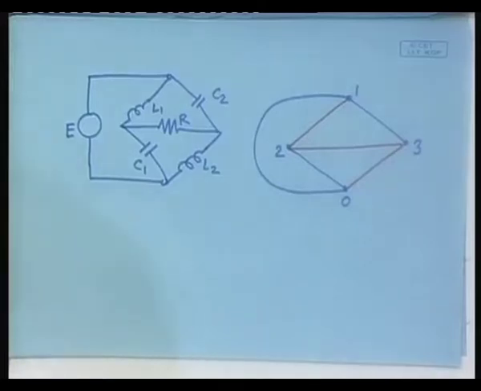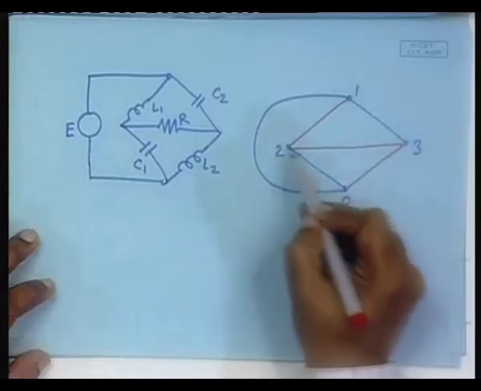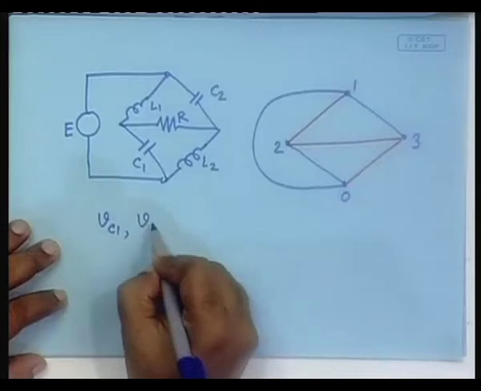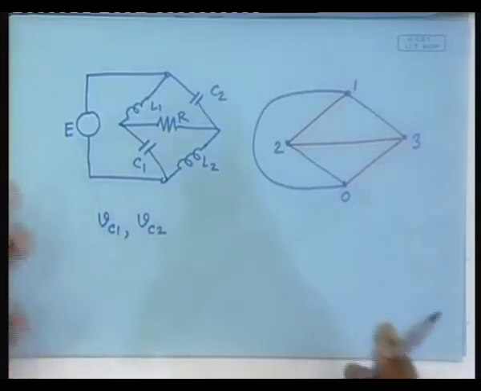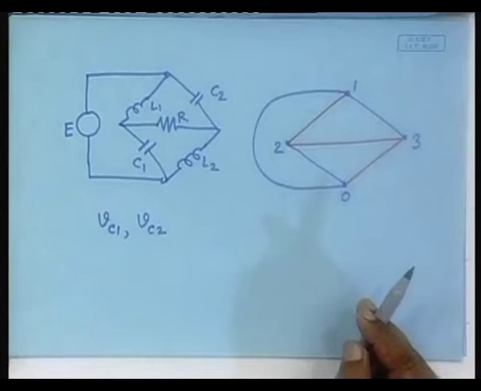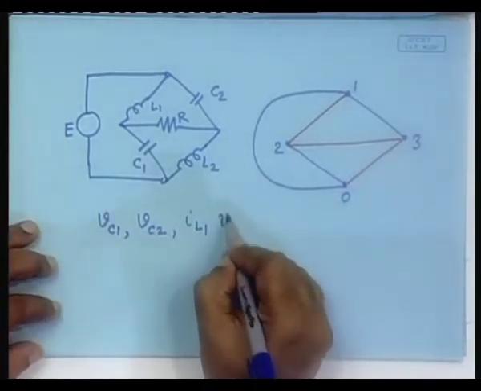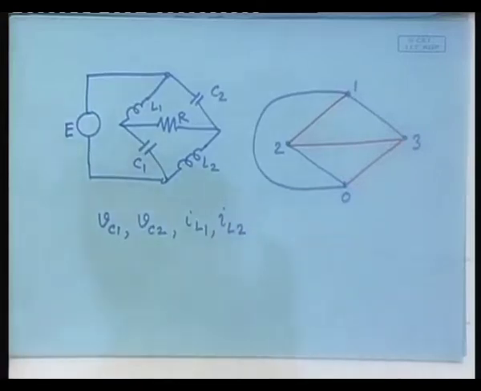Good. What are the state variables? The capacitor voltages associated with the capacitors. So, this is a capacitor, this is a capacitor. The state variables will be VC1, VC2, and the co-tree inductors, IL1 and IL2, all of them. No problem. Let me just illustrate one equation, just one.